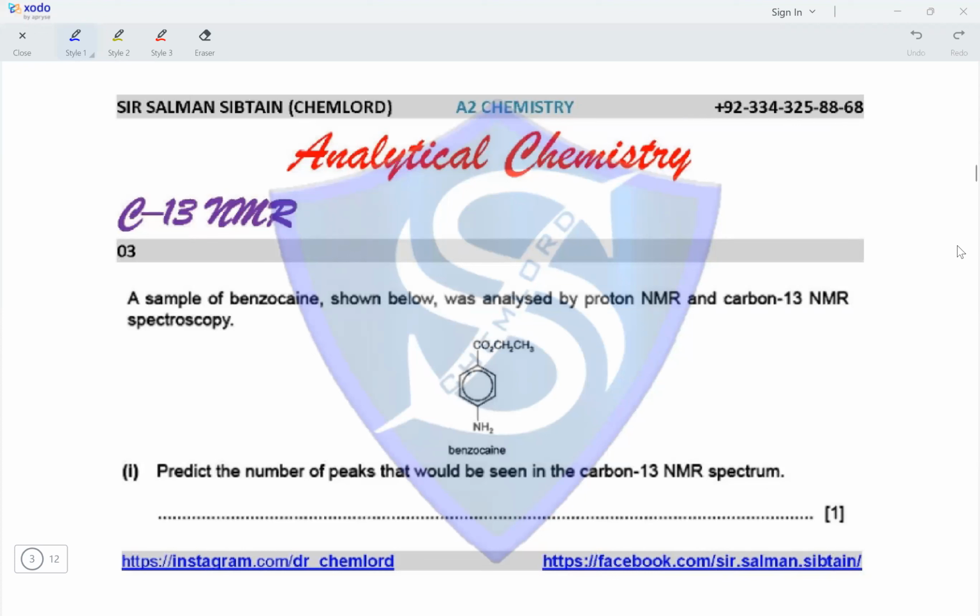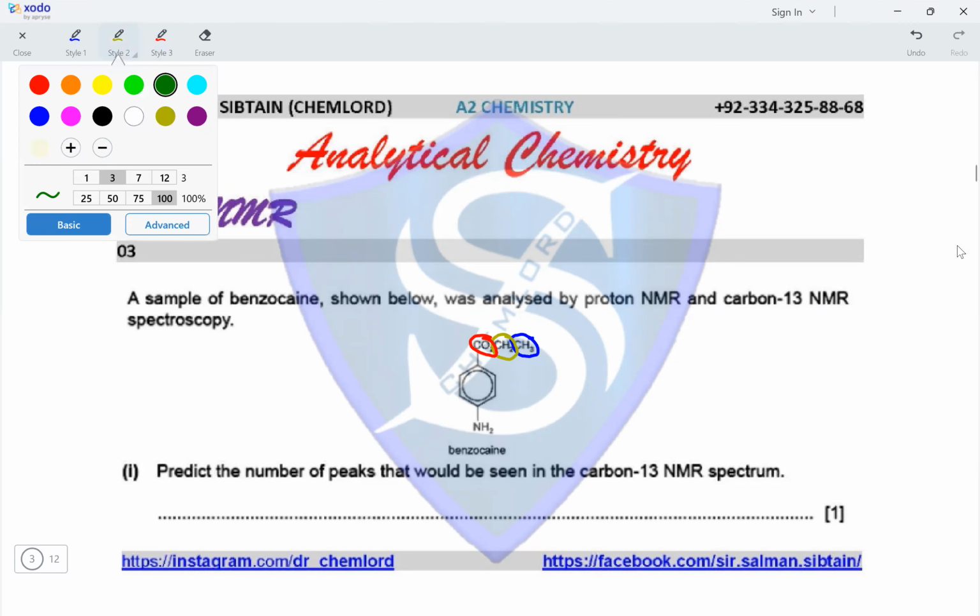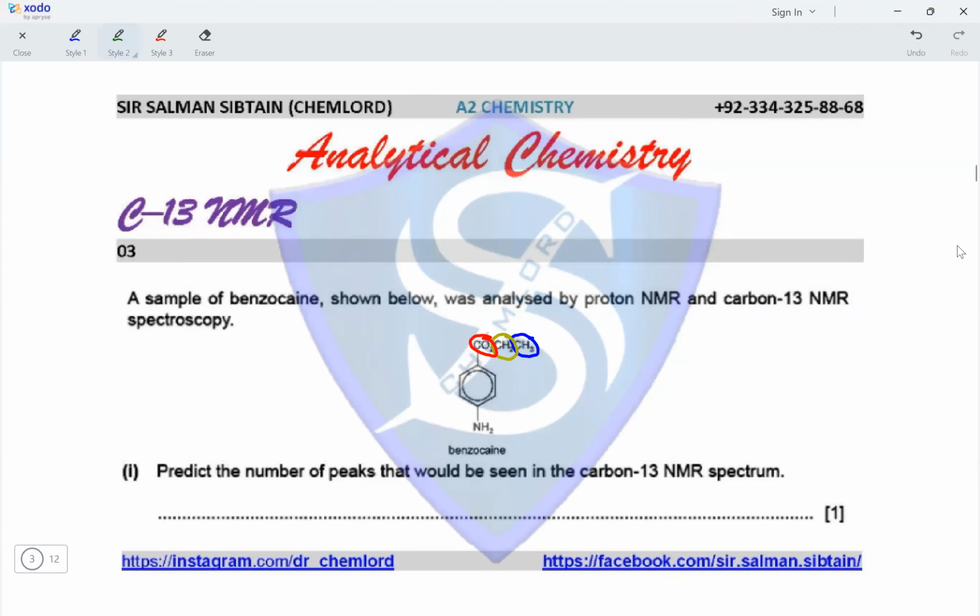Question 3. A sample of benzocaine shown below was analyzed by proton NMR and carbon 13 NMR spectroscopy. Predict the number of peaks that would be seen in the carbon 13 NMR spectrum. So we begin with one peak for the CH3 group here, another peak for the CH2 group here, a third peak for the C double bond O group here. Then we would have a fourth peak for the carbon on which the substitute group is attached.